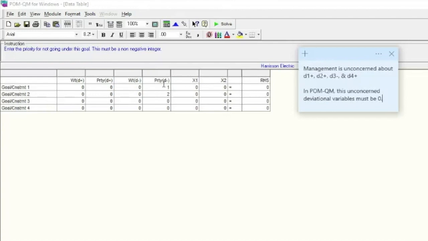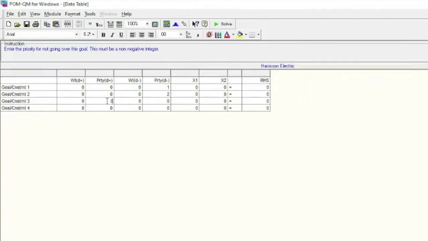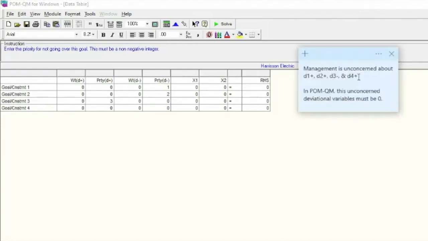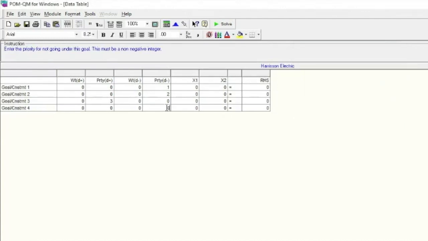Okay, now, since this D sub 3 negative, dapat dito siya, pero sabi nga natin, management is unconcerned about that deviational variable. So we will leave this priority as 0, and instead yung 3 ilalagay natin dito. So the priority for the D plus or D positive here on goal and constraint number 3 will be 3. So let's input here 3. And for the last one, D sub 4 positive, unconcerned yan. So meaning to say, dito tayo maglalagay sa negative dahil siya yung concern ng management. Next, let's have here 4.